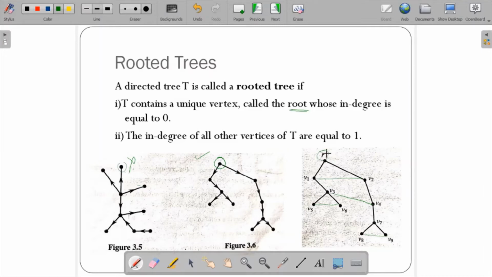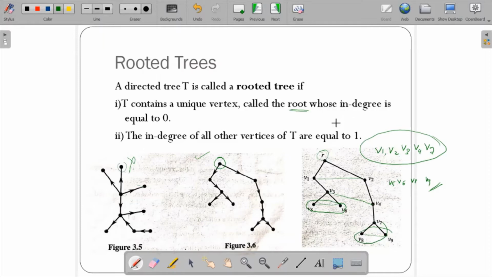So here the root is this one, and v1, v2, v3, v4 and v7 are all internal vertices, whereas v5, v6, v8, v9 are the leaves. All other vertices are internal vertices, including the root, which is also an internal vertex. Remember, these are all the leaves, and the rest are all internal vertices.